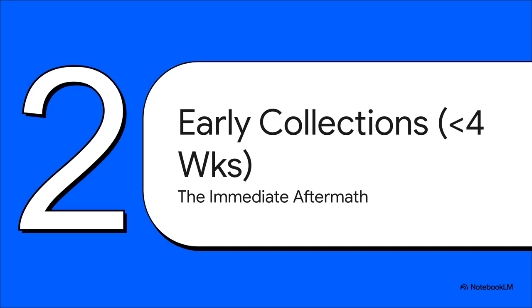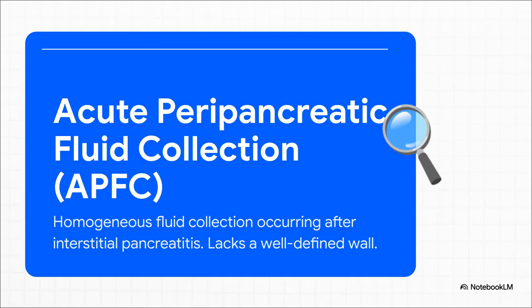Okay, so let's zoom in on that first column. We're in the immediate aftermath now, less than 4 weeks since that first hit of pancreatitis. What do we see? So if your patient started with that less severe interstitial pancreatitis, any fluid that pops up early on is called an acute peripancreatic fluid collection, or an APFC. The key words to remember here are homogeneous, meaning it's just clean fluid, no solid stuff in there, and lacks a wall. It's basically just a puddle of inflammatory liquid that hasn't been organized yet.